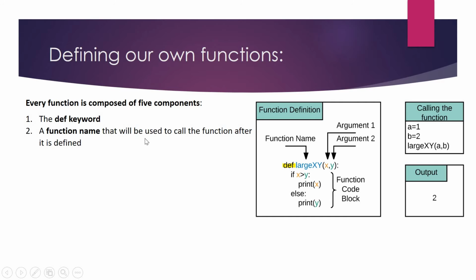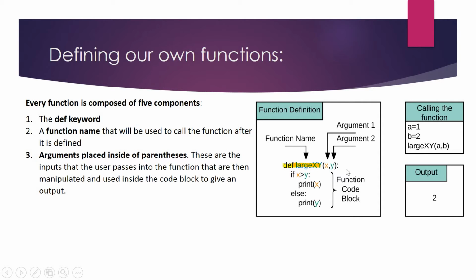The second thing is a function name. In this case it is going to be large XY. So we've got our definition keyword, the function name, and then after that we have arguments placed inside of parentheses. We have 2 arguments in this case, x and y, and I'm going to highlight both of these. Notice they are placed inside of parentheses separated by a comma. These are my arguments that are going to be passed into the function, manipulated inside of the function and used. So these are my inputs, essentially, the inputs in that image we saw before.